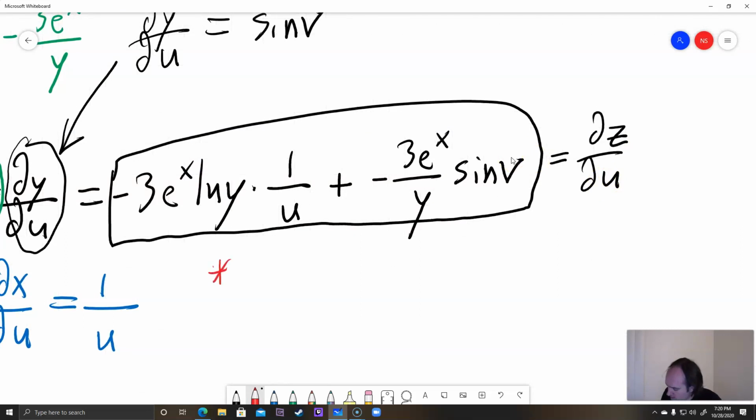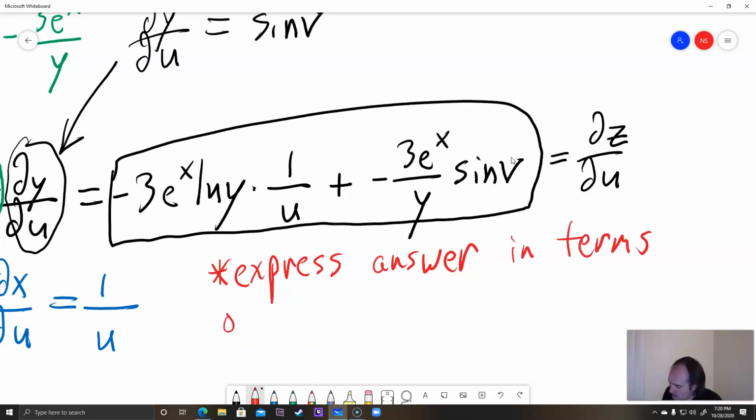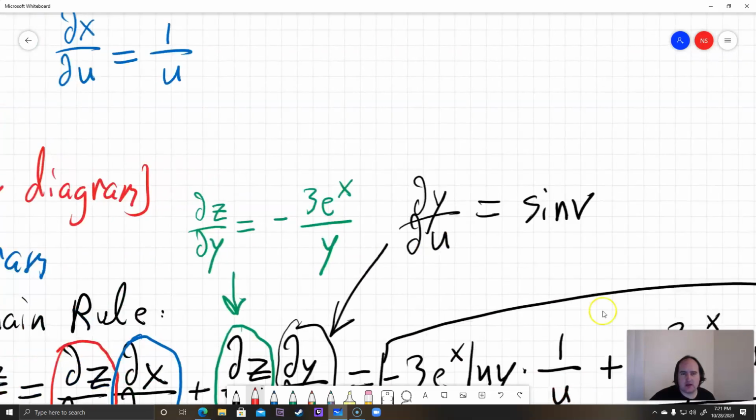So express your answer in terms of u and v. They actually said that we had to do that in the directions. I just didn't write it down because I already had too many directions to write down. You would think that you'd be done after doing all those partial derivatives, but you're actually not. So what you have to do is plug in for x and y in terms of u and v. But it's not as bad as it sounds.